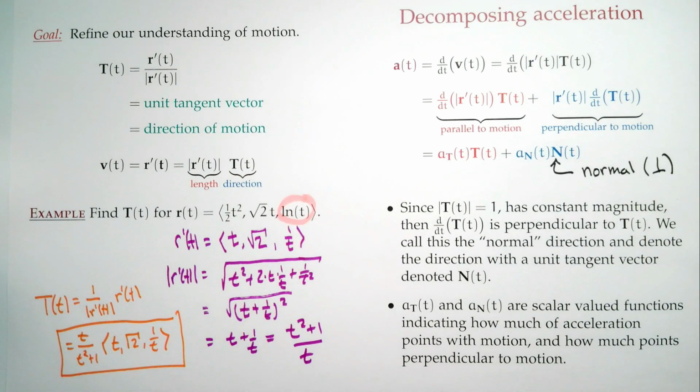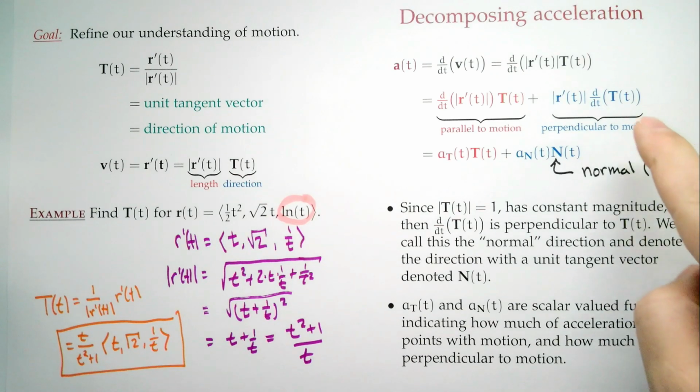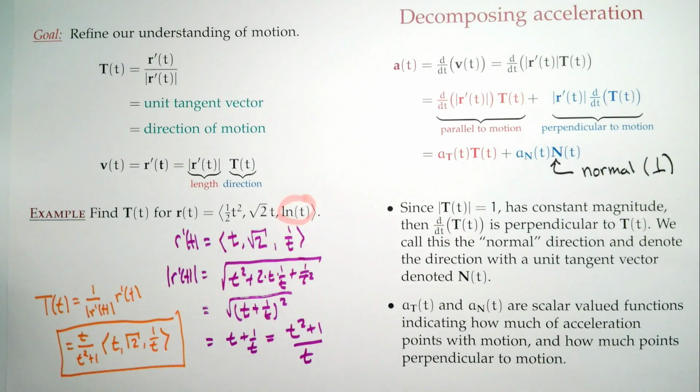It has a magnitude of 1. And therefore, when I take its derivative, it has to be perpendicular to its current vector. So the current vector is the direction of motion, so its derivative has to be perpendicular to motion, and that's why this part is truly perpendicular to motion. Now, that is not to say that the derivative of T is equal to N. Just because I am perpendicular to a unit tangent vector does not mean I myself am a unit vector. So you have to do a little bit of work.